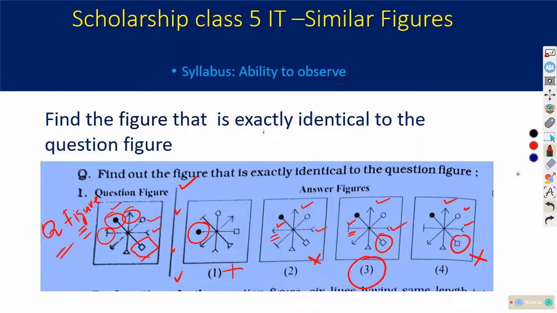For example, the same thing, if I simply take the question once again, I will remove it completely, whatever I have written. 1 second.